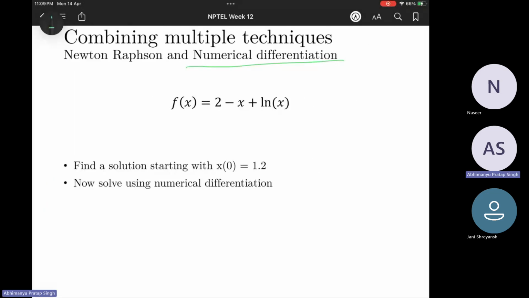First, we will see how to solve this problem using numerical differentiation. Then I will show you the general purpose Newton code.